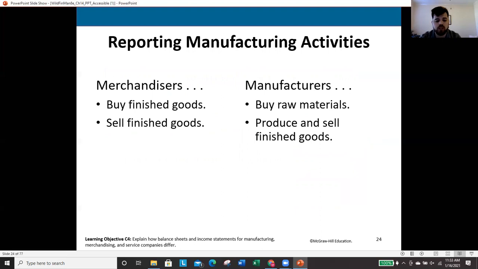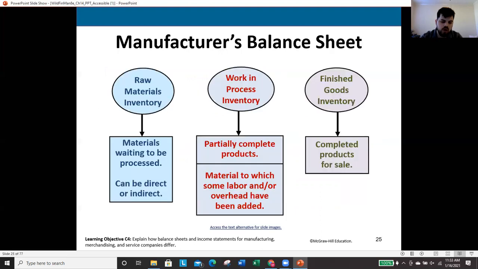Merchandisers buy and sell finished goods, while manufacturers buy the raw materials and then produce the finished goods and, of course, sell those. So with a manufacturer's balance sheet, you tend to see a little bit more detail than you might on a merchandiser's balance sheet. What you'll see here is things like raw materials inventory, work in process inventory, and finished goods inventory. So we don't simply have inventory anymore like we did in 2301. That's because we've got inventory at different stages in the process.